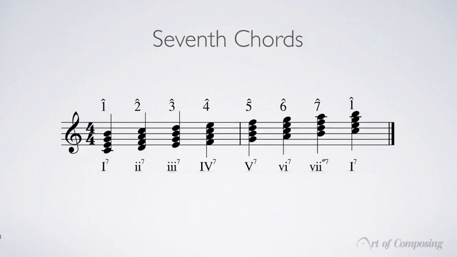And if we look at a scale, it's easy to create seventh chords. You just add another third on top of the triads. So it sounds like this. That's a 1 chord, 2, 3, 4, 5, 6, 7, and then an octave again. The reason we call them seventh chords is because the interval between the root and the top note is a seventh.